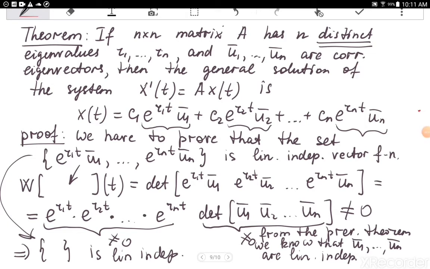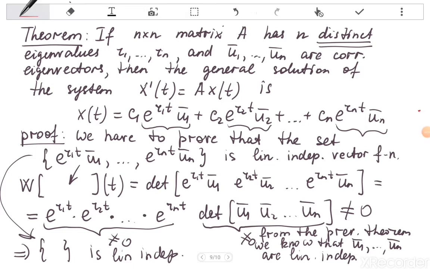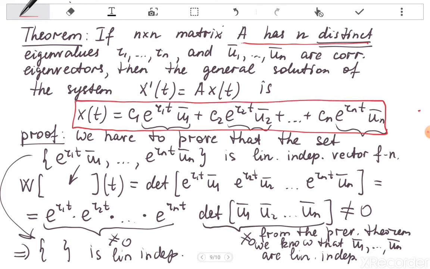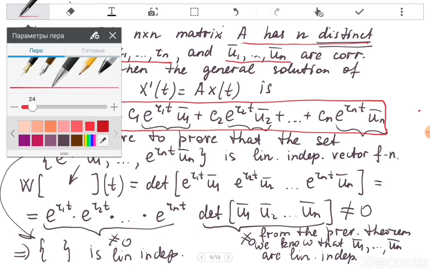So this theorem gives us the precise formula for the general solution for the homogeneous system, but in the case when A has n distinct eigenvalues. So to find the general solution, we have to find eigenvalues and eigenvectors of the matrix A. Let's consider an example.